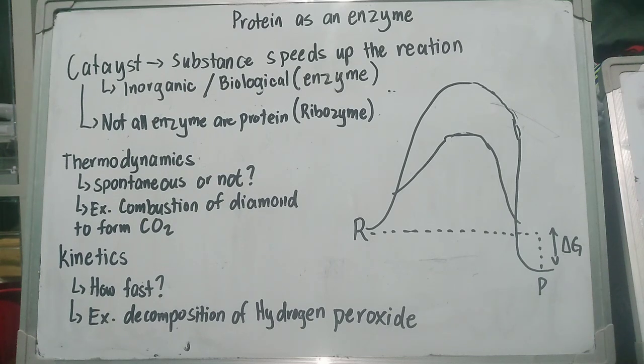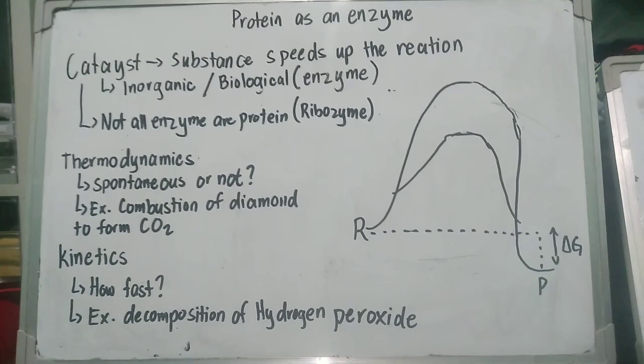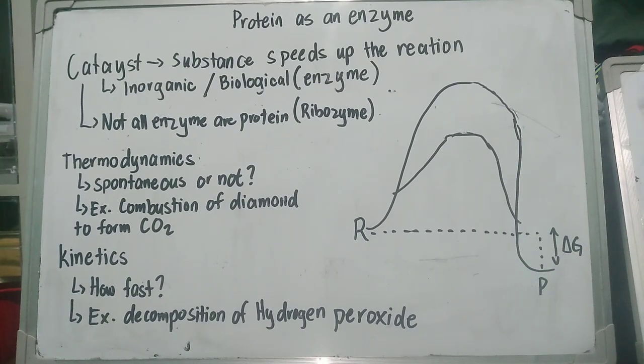So for the next discussion, we are going to talk about protein as an enzyme. Before we get into it, let's first define what a catalyst is. A catalyst is a substance that speeds up a reaction. It can be either inorganic or biological, and a biological catalyst is also known as an enzyme.